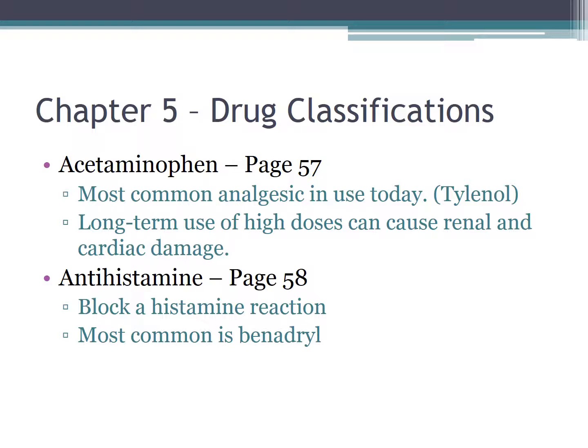Acetaminophen is very commonly called Tylenol. That's at the bottom of page 57. Its long-term use of high doses can cause renal and cardiac damage. Antihistamine medications are on page 58. These medications block a histamine reaction. Benadryl is one of the most common ones you will see if anyone is having an allergic reaction. The patient will be given an antihistamine to stop that reaction.